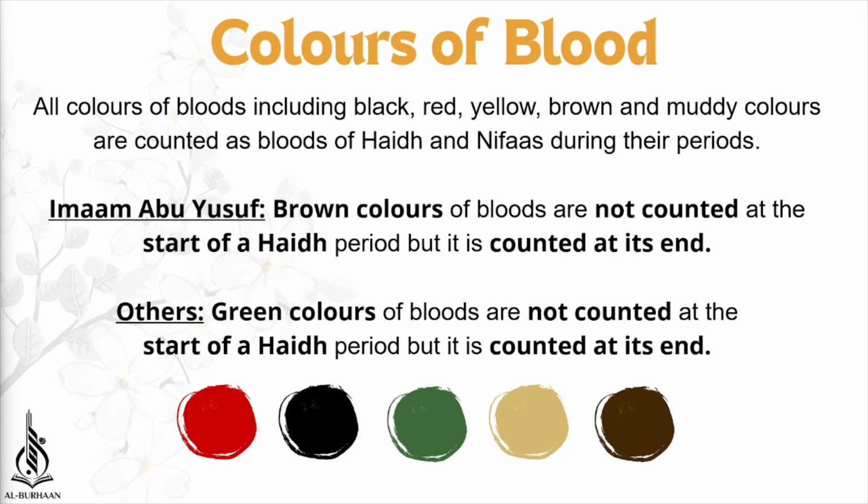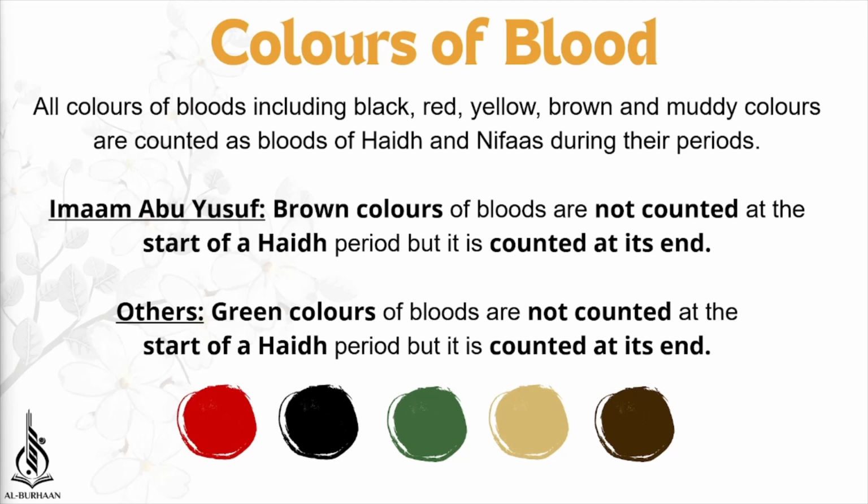Then we looked at valid bloods for Nifaas. If a woman spots anywhere up to 40 days, it will be counted as valid bloods and it would be used to establish a habit. There we discussed that there is no minimum period for Nifaas, there's only a maximum period of Nifaas. So bloods besides Haidh, in other words, less than 3, more than 10, or bloods over 40 in the case of Nifaas, will be counted as Istihaadhah.